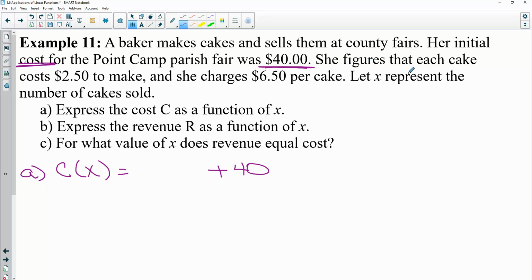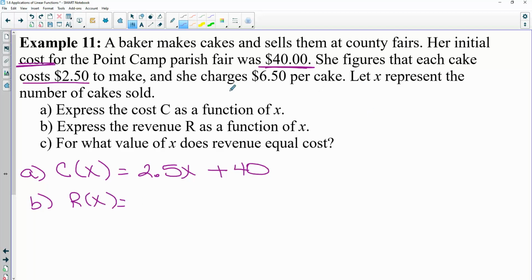Then she figures that each cake costs $2.50 to make. So she has to pay for those ingredients for every cake she makes. So that would be our slope. So 2.5x or 2.50x. So I saw a couple mistakes there. Do you guys understand why the 40 and the 2.50 go with our cost? Those are her personal costs. The revenue, that's what people are paying her.